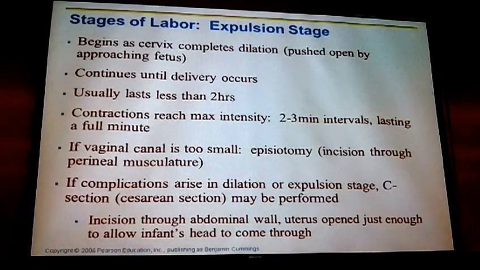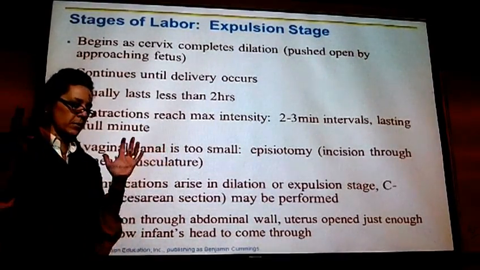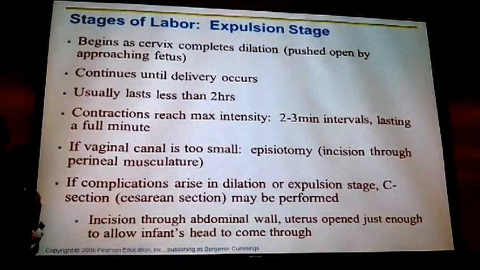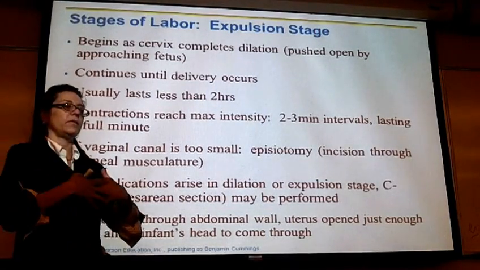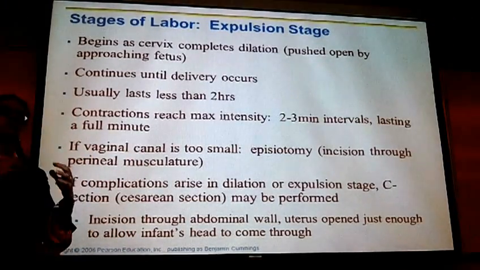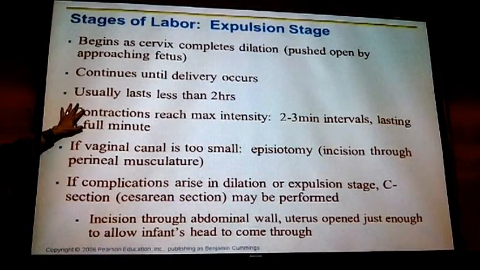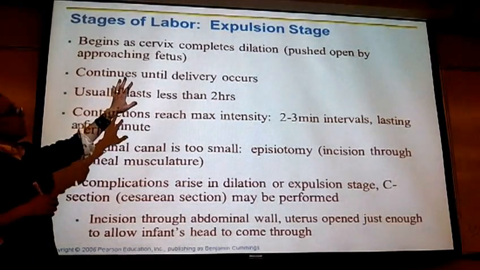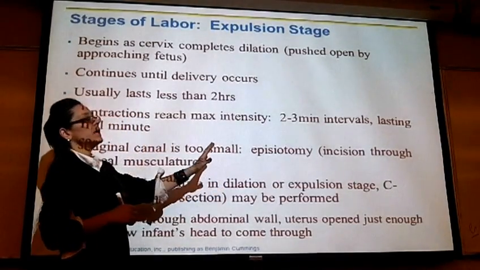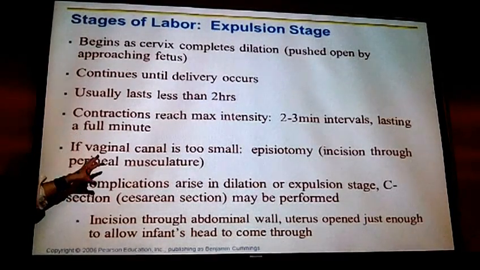So, the expulsion stage: at this point, you want the cervix completely dilated, so that would be 10 centimeters. They're going to tell you not to push until you get to 10, because they don't want part of that fetus to come out and then the rest of it can't, or a bunch of tearing to happen. If you get to 10 centimeters, the chance that it's going to come out easier is highly increased. This phase begins when the cervix is fully dilated, and it ends once you get the fetus out. This phase usually is less than 2 hours.